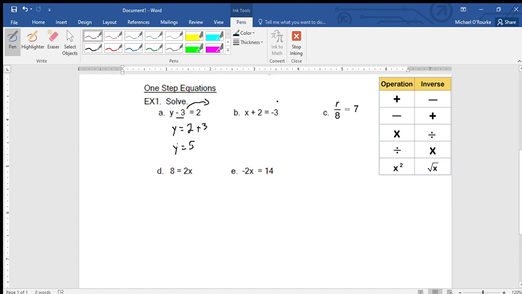So next one, we have x plus 2 equals negative 3. So here's our variable right here, and we're going to move this. You have to include the sign that's in front of it. So it's a plus 2 on this side. When it crosses this line, it's going to become a minus 2. x equals negative 3 minus 2. x equals negative 5. Okay?